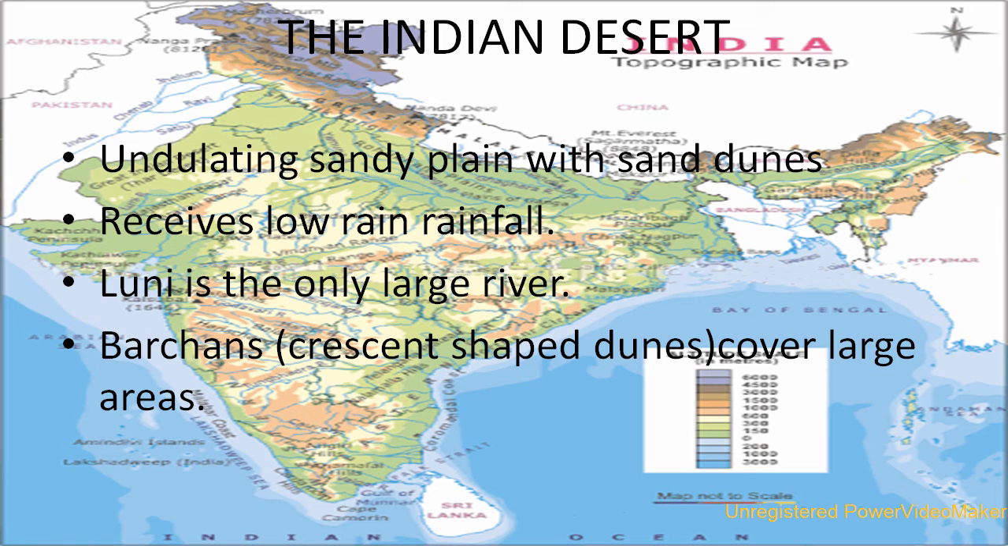In this region, streams are seasonal and they appear in the rainy season only. Luni is the only large river in this region. It is covered with plenty of sand dunes, and barchans, which are crescent shaped dunes, cover a large area.